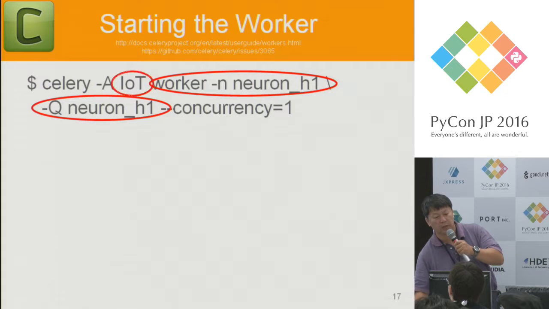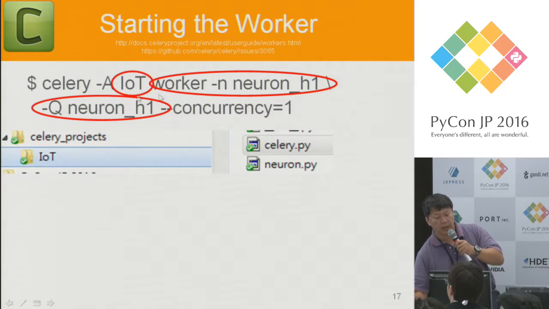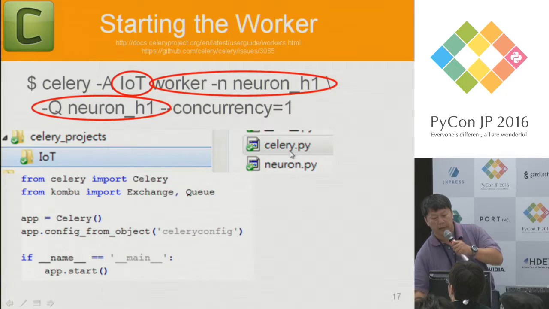Because we also load the IoT module, the IoT package. We execute this command under this working directory. And it will look beneath this working directory to find an IoT package. And in this package, Celery by default will look for a module named celery.py.